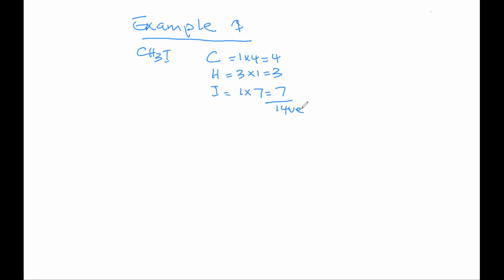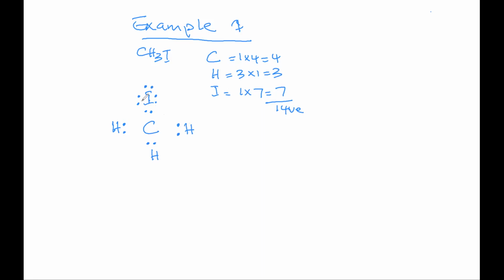Now, step 2 is to determine the central atom. Carbon is in this compound, so it's the central atom. Then we place the terminal atoms. It doesn't matter where you put them. Then we make each of these outer atoms stable. Hydrogen needs 2 to be stable. Iodine needs 8 to be stable. Then we check if each atom is stable.